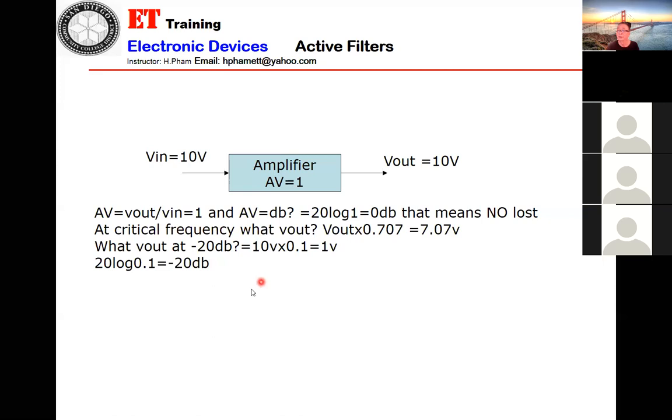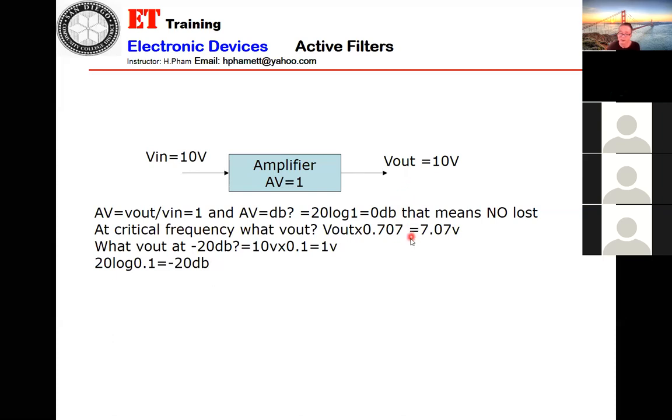So 20 dB, you understand that will be a 0.1. Okay, you take the 10 volt times 0.1, you get 1 volt. Okay, that is the way. How do we calculate the V out? If they lost how many dB? Okay, if they lost minus 3 dB, you take input times 0.707.